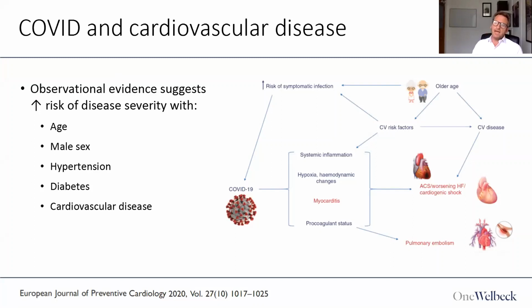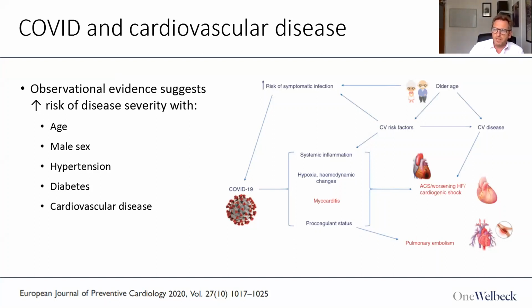So this is a graphic which tries to think about why that might be the case. We know that age is a very potent risk factor for severe COVID. And obviously you collect cardiovascular risk factors as you get older. So it could simply be that that's the reason why in observational studies, risk factors seem to be associated with worse outcome.